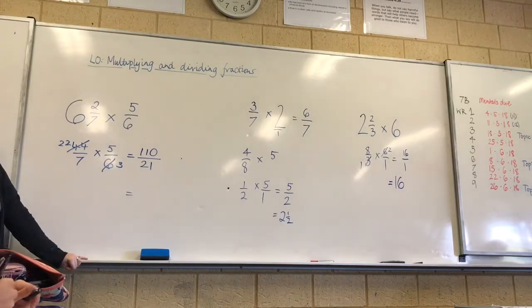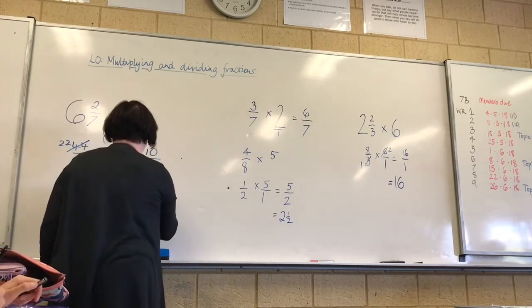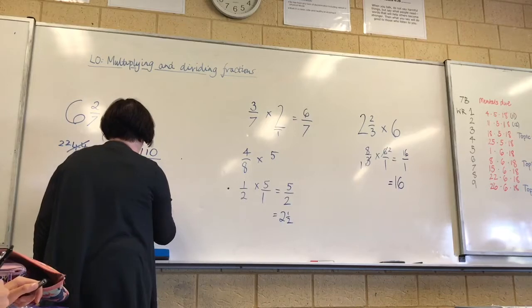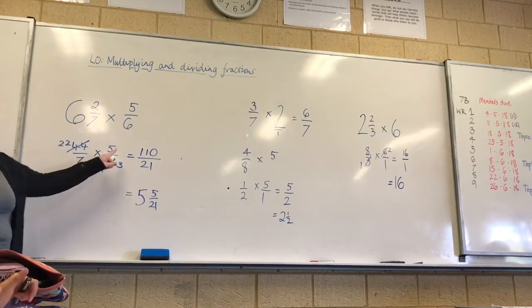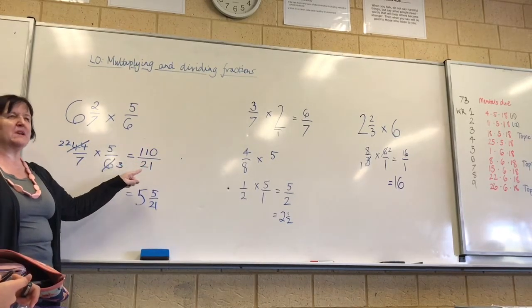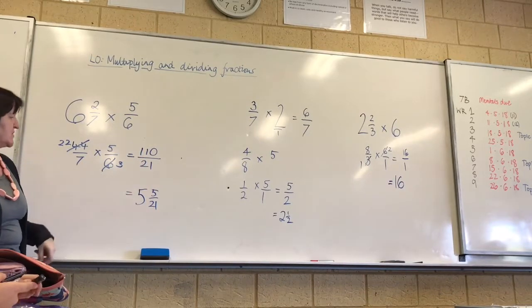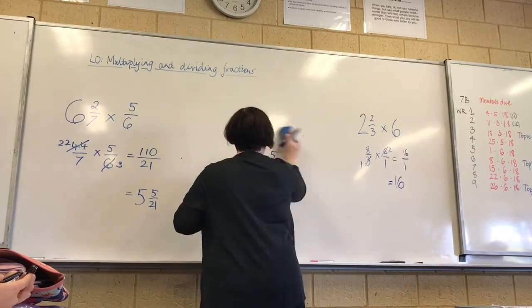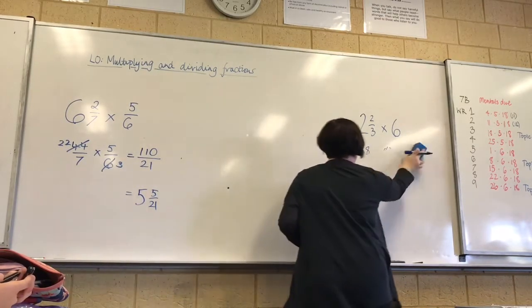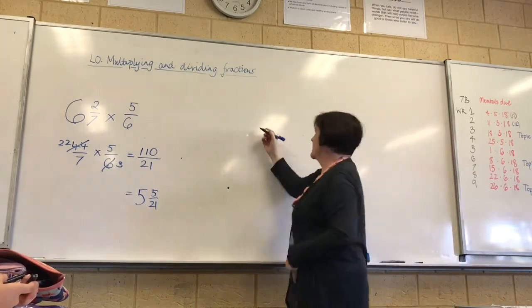And then how many 21s are there in 110? 5 remainder 5. So it's 5 whole ones and 5/21. Okay, so that's the only really tricky bit, working out how many 21s there are in 110. But once you've worked that out and the remainder, it's pretty straightforward. Okay, so that was a mixed times a vulgar fraction. And then the last one of the different types of multiplying is a mixed times a mixed.